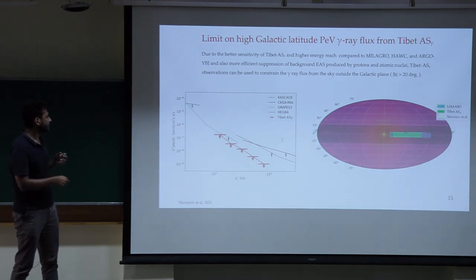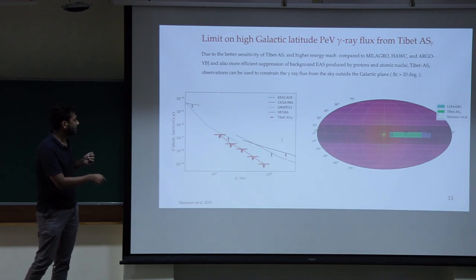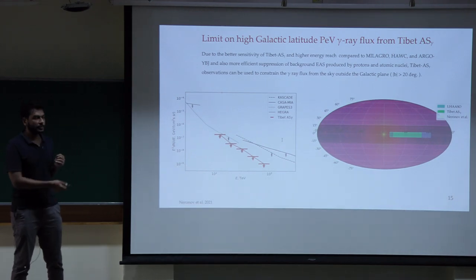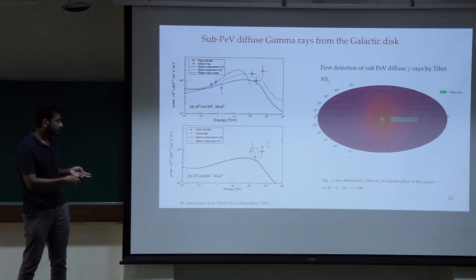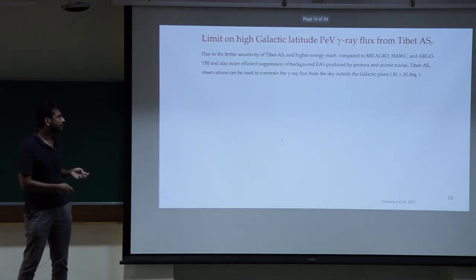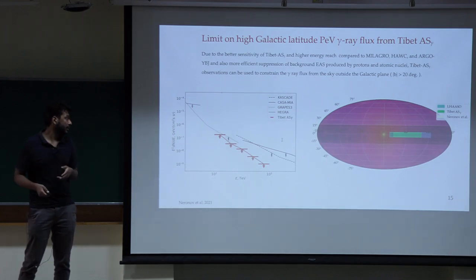These different lines, these dotted lines, are the upper limits from other experiments, and these red lines are the upper limits from this Tibet gamma experiment, which are much better compared to these experiments. What we have done, we have used these three observations to search for a dark matter signal or excess in the observation. Since we haven't found any excess, we have put constraints on the decaying dark matter and the annihilating dark matter.